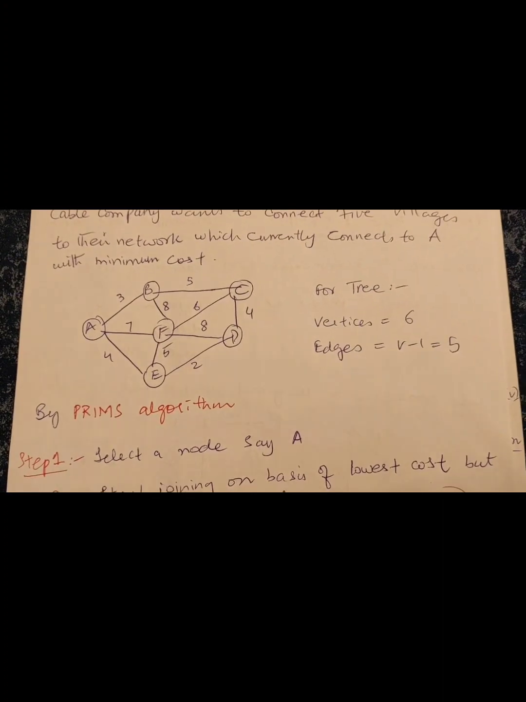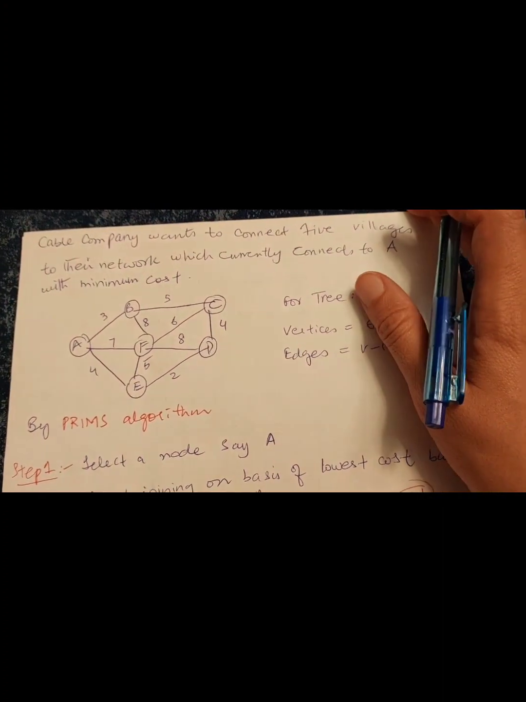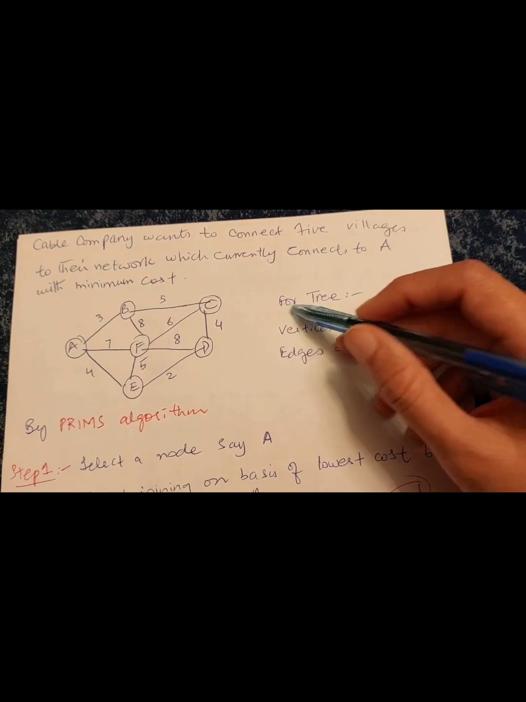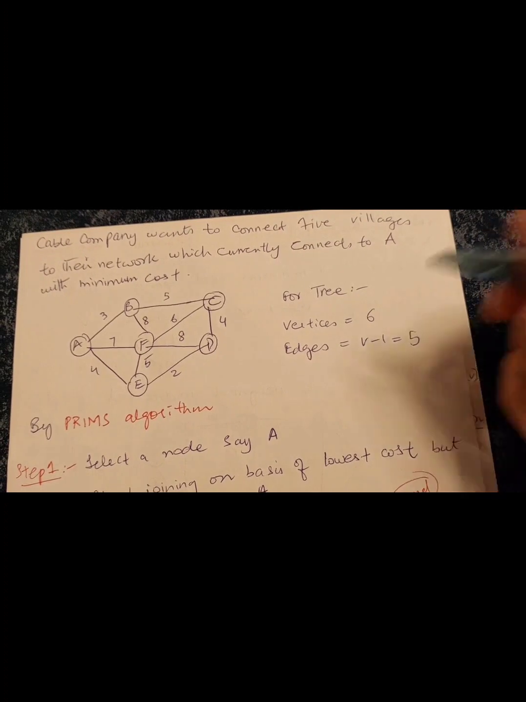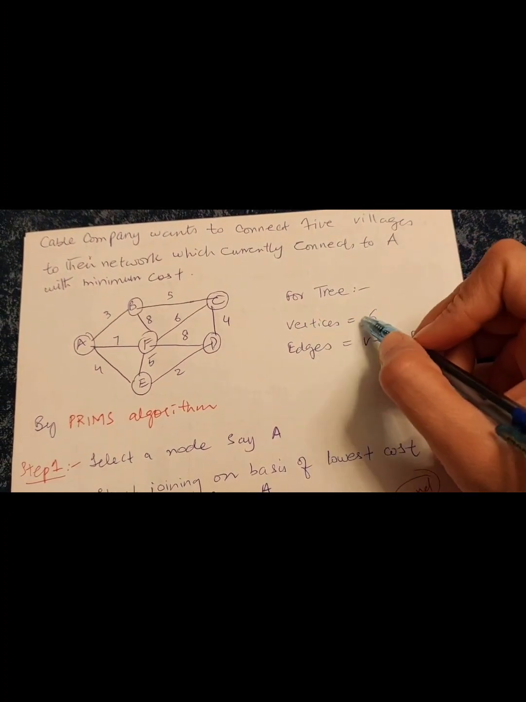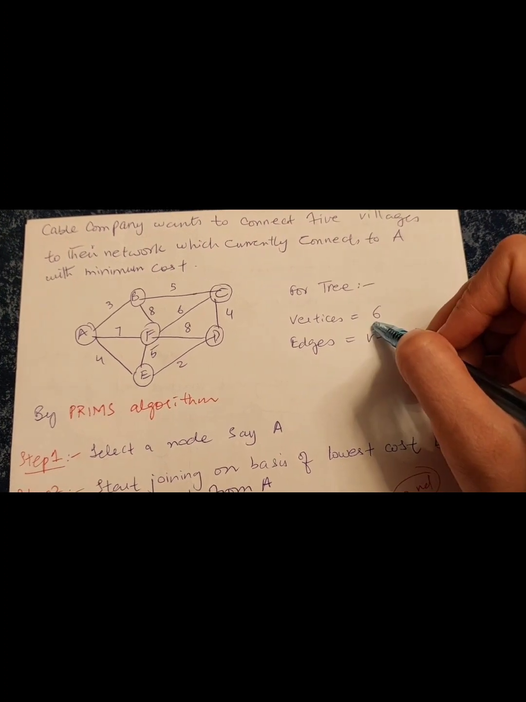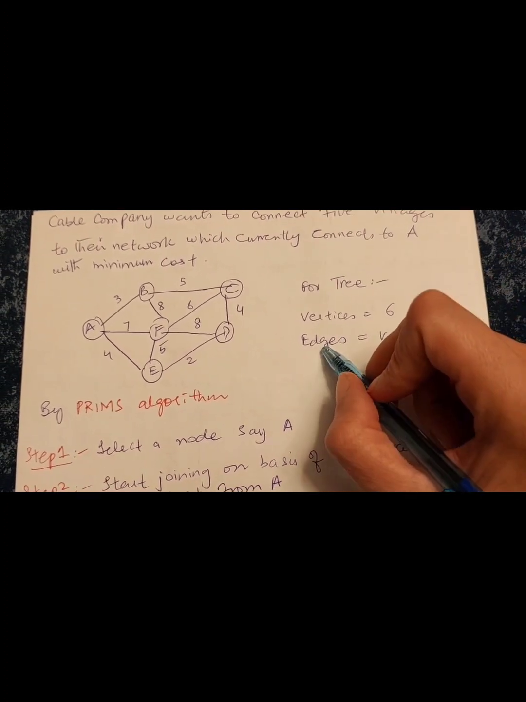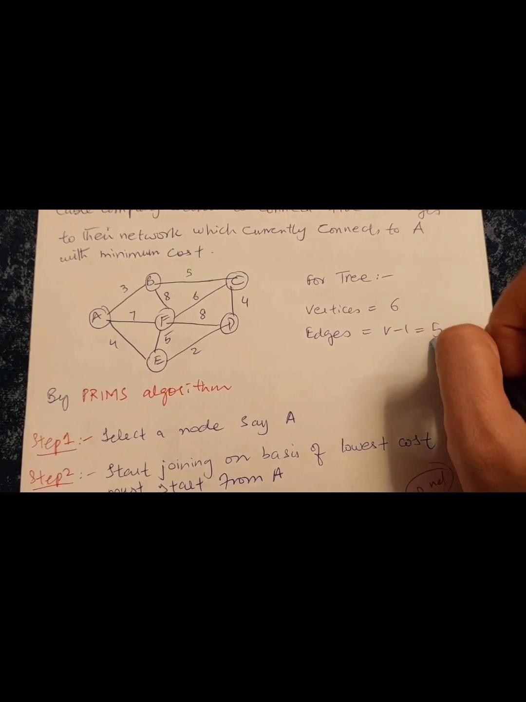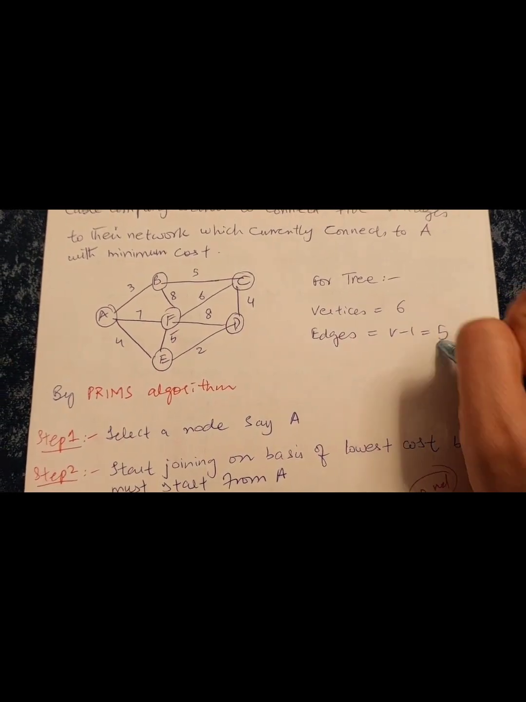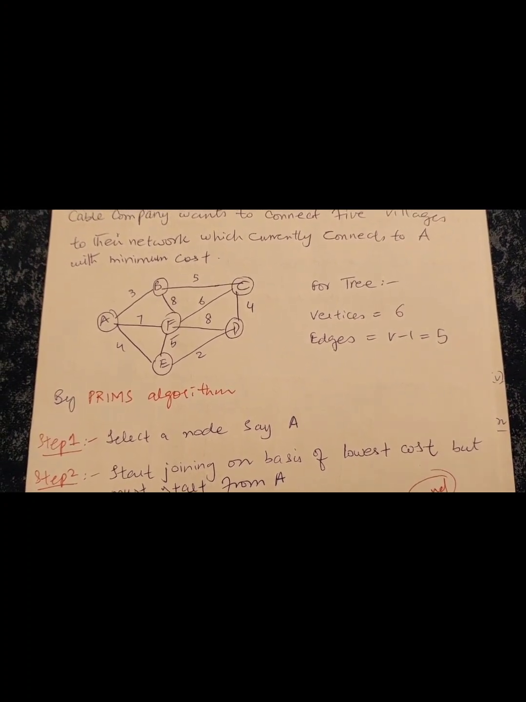So in the exam, if you are given a question like this, how are you going to proceed? First of all, if you want to make a subgraph from this graph, we have to see how many vertices there are. There are 6 vertices in the subgraph. Again, there have to be 6 vertices. And how many edges are there? Edges will be V minus 1, which is 5. So in the subgraph there have to be 5 edges. When you are done with 5 edges, you will stop.